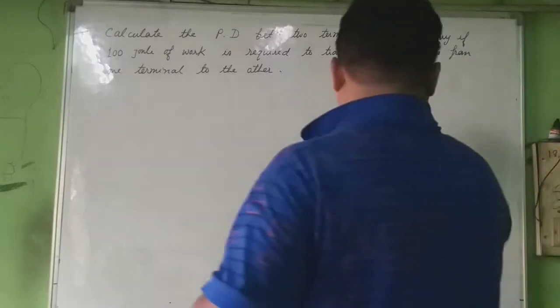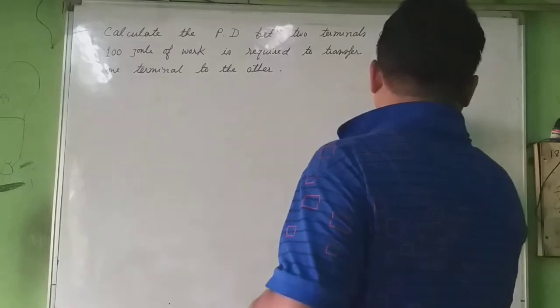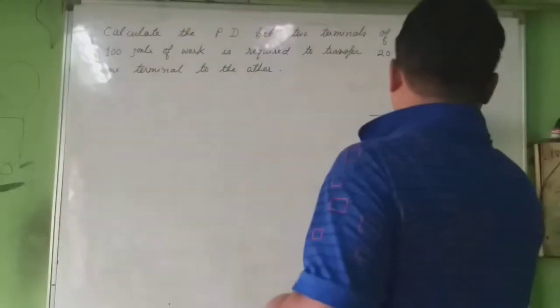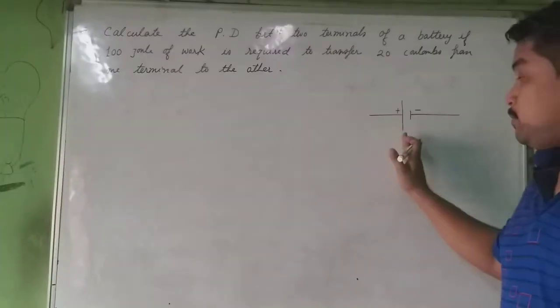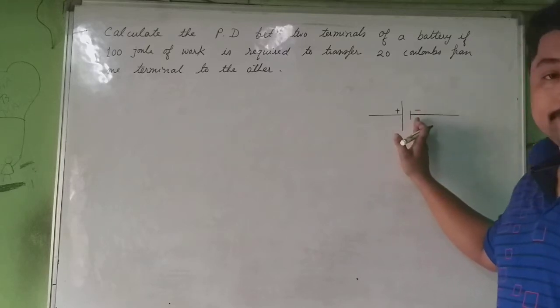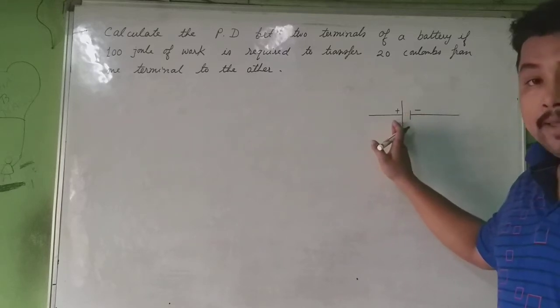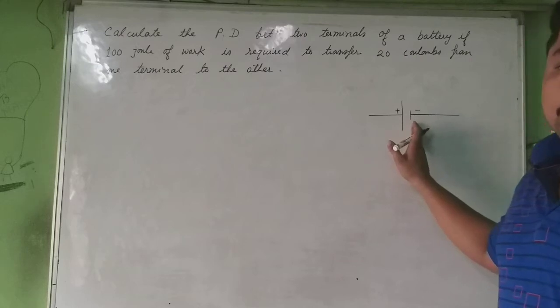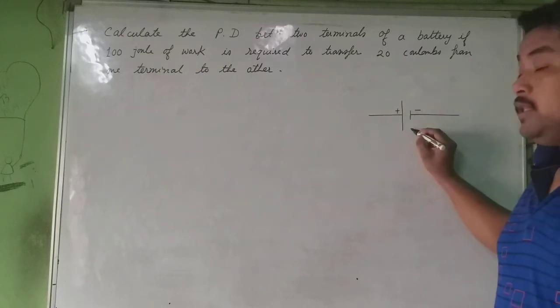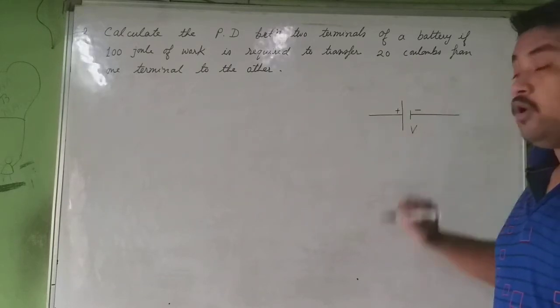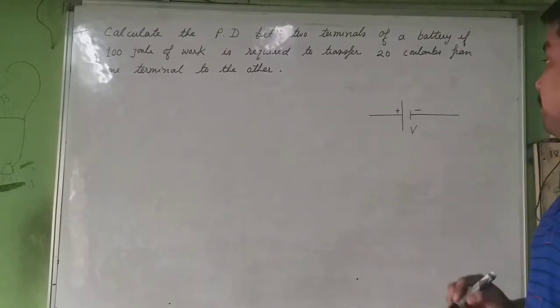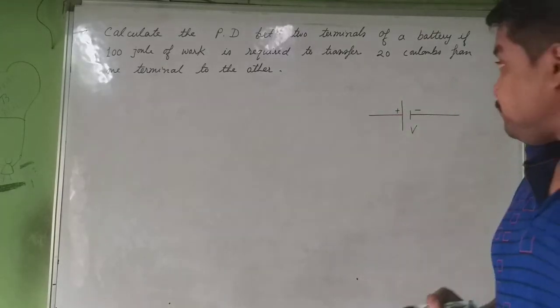We know that there are two terminals of a battery. One is the positive terminal, another one is the negative terminal. The positive terminal is high potential, the negative terminal is low potential. Therefore, the potential difference between the terminals of a cell or a battery is V. Okay? So I need V.